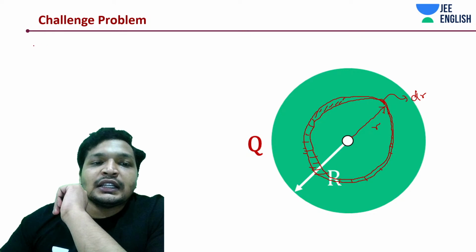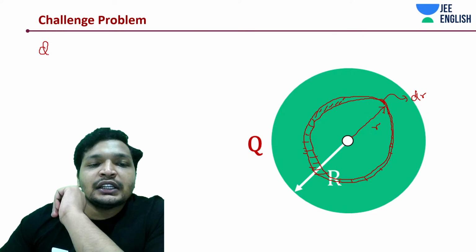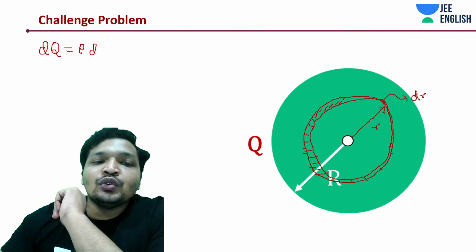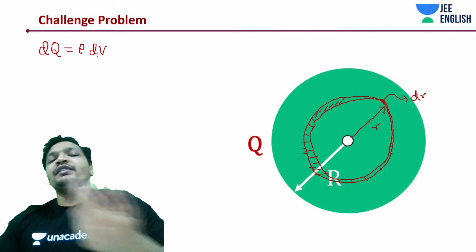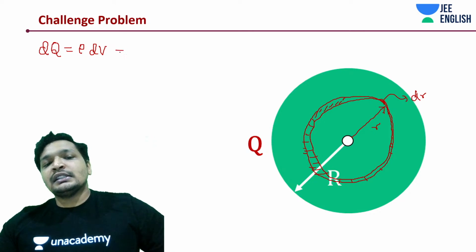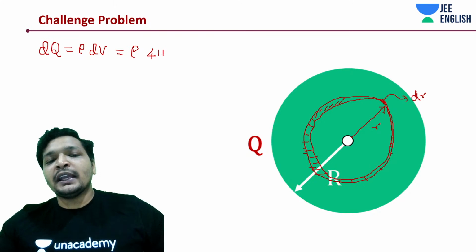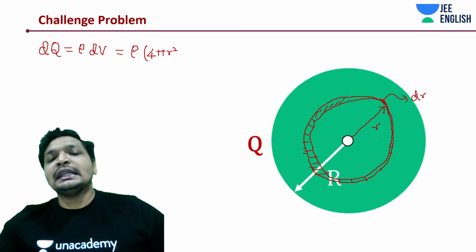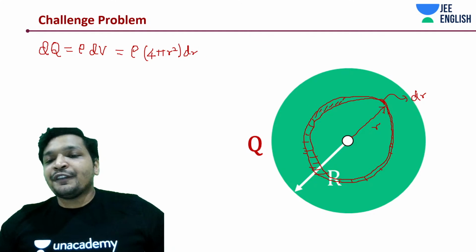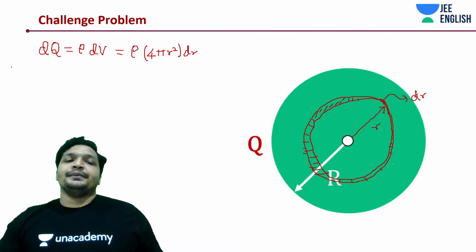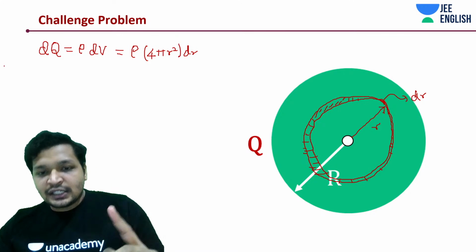First of all, let's understand dq. Generally we would write it as rho, the spatial charge density, into dv, where dv is a volume. In this case, what is dv? It is going to be 4 pi r square dr, surface area into the thickness dr. That's it.